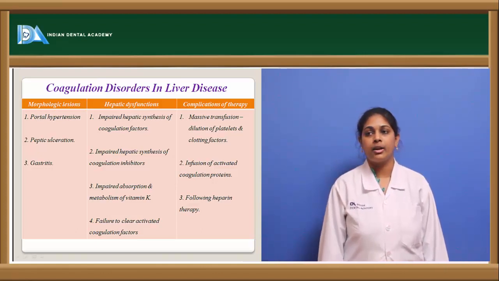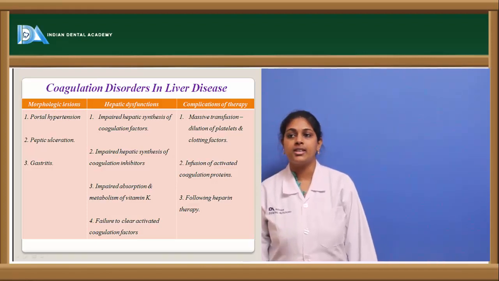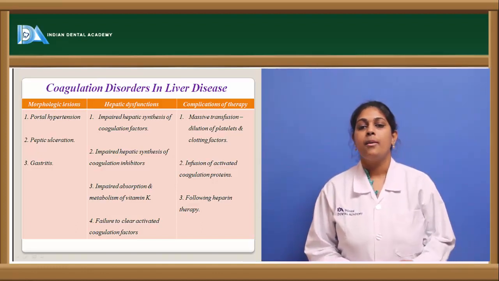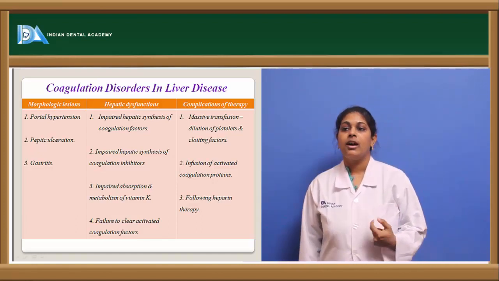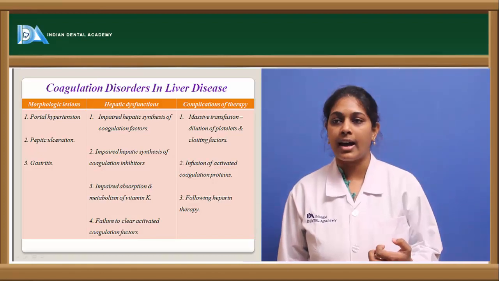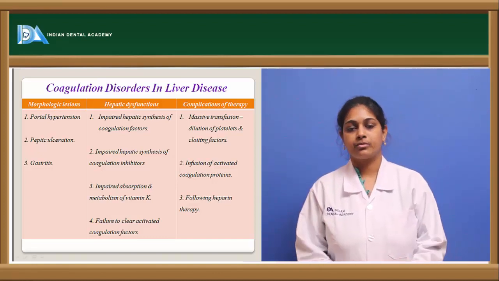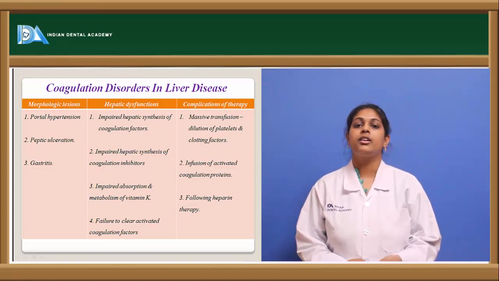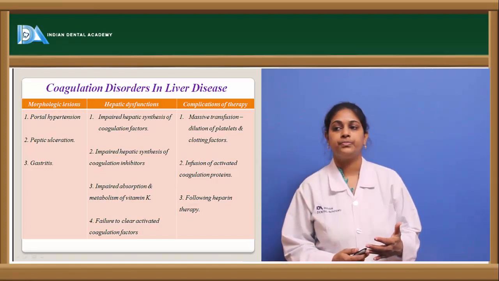Coming to the complications of therapy, that is, when the patients are being supported with therapy for these coagulation disorders, it might result in certain complications, such as in massive transfusions. There might be complete dilution of the platelets as well as the clotting factors. Next complication is the infusion of activated coagulation proteins. When there is infusion of these activated coagulation proteins, it might also result in alteration of the coagulation. Following with heparin therapy, since heparin acts as an anticoagulant, it might result in hampering of the clotting function and result in coagulation disorder.